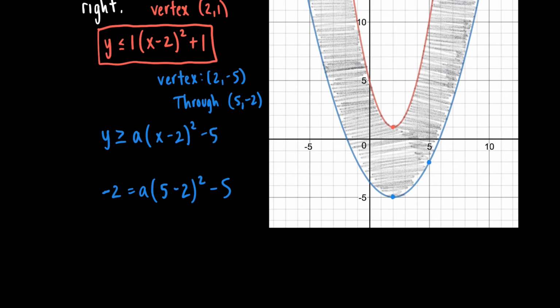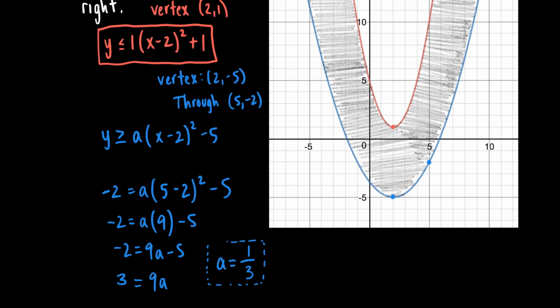So I've got negative 2 is equal to a times, let's simplify this. 5 minus 2 is 3, and when you square 3, you get 9, minus 5. So basically negative 2 is equal to 9a minus 5. If you add 5 to both sides, you get 9a is equal to 3. Then if you divide by 9 on both sides, you get that a is equal to 3 over 9. I'm just going to write that as 1/3.